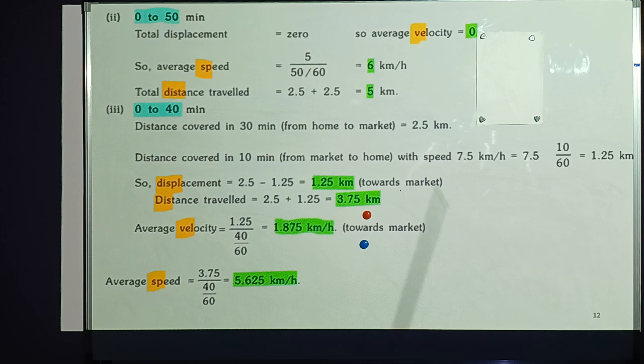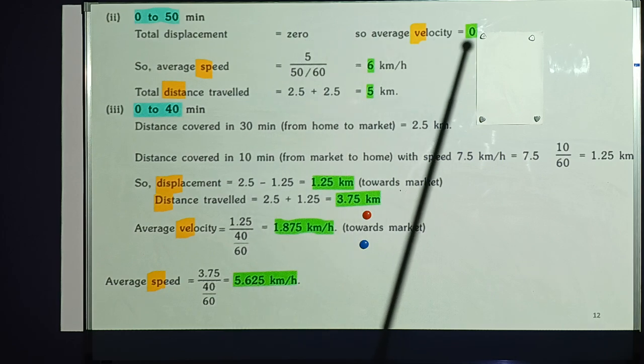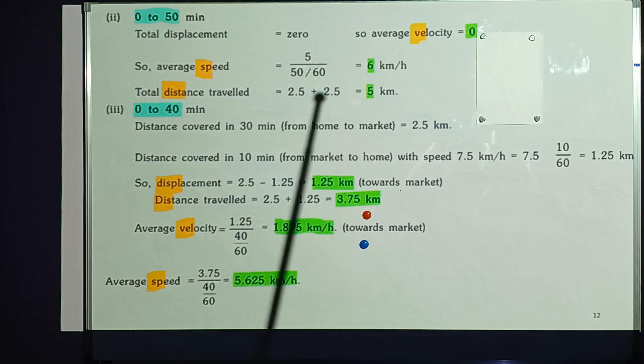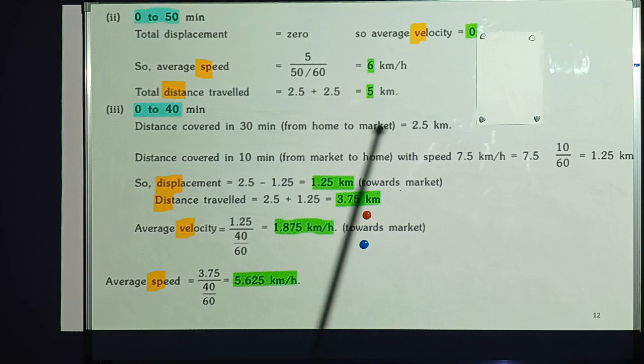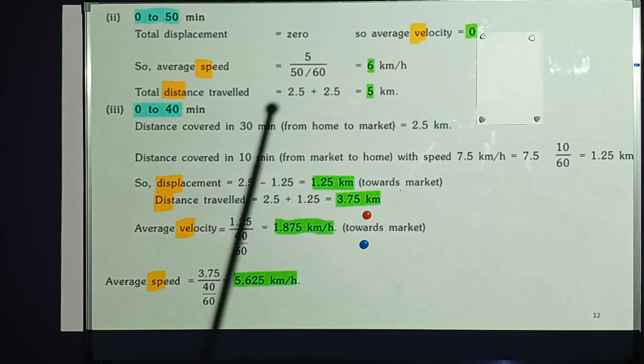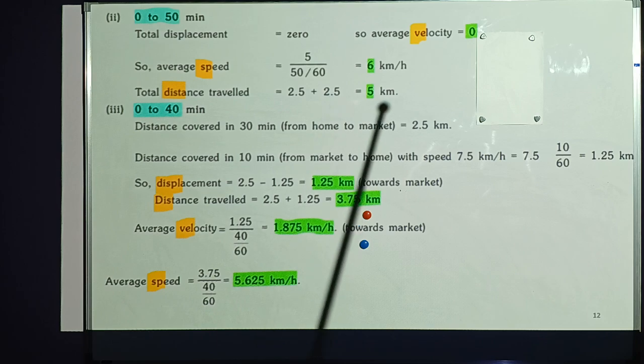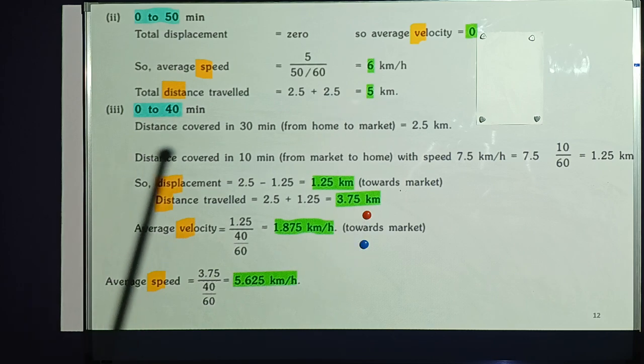Second part of the question, 50 minutes time. So the final location is the same as the initial location because it has reached home. So displacement is 0. So velocity is 0. Speed is the total distance, which is 2.5 into 2, divided by the total time. And total distance covered is the back and forth motion. Home to market 2.5 and the return market to home 2.5. So it's 5.